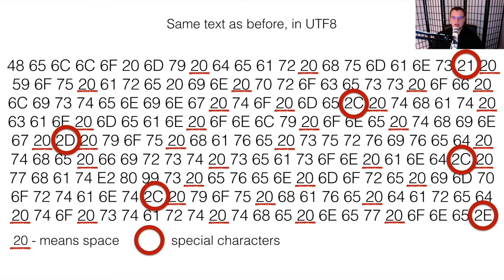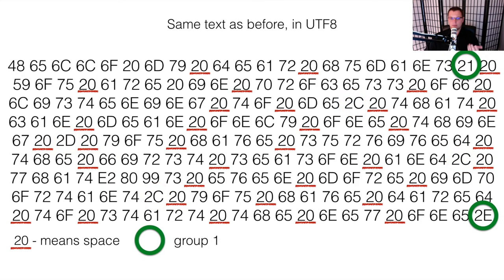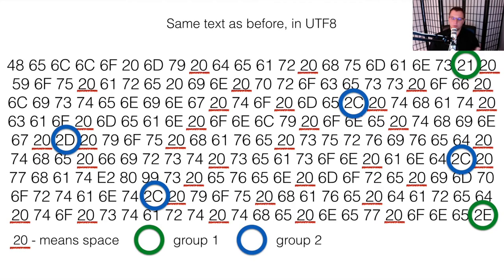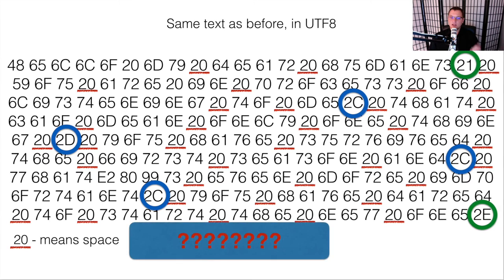Okay, now let me mark here characters from group one. Just to remind you, group one is the characters that are used to segment the text, to split text into sentences. Now, let me mark characters from group two. Group two is the group of special characters that are used to split the sentences themselves into subparts. Could you actually tell which group is used for sentence splitting?